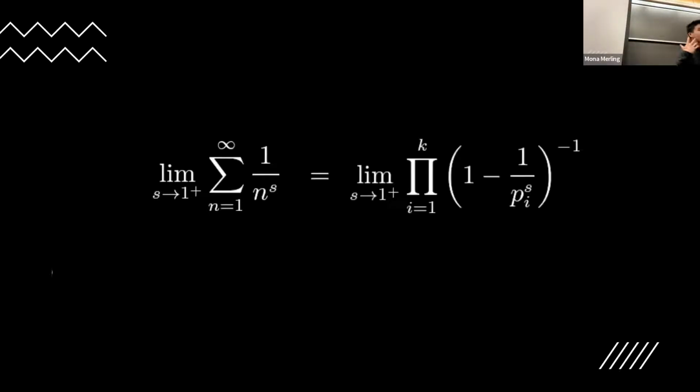But assuming there are finitely many primes, we know that 1 minus 1 over p is a non-zero term. So taking that to the -1st power is a finite number. And since we have a finite product of finite numbers, which should be a finite number, not equal to infinity, we have a contradiction.